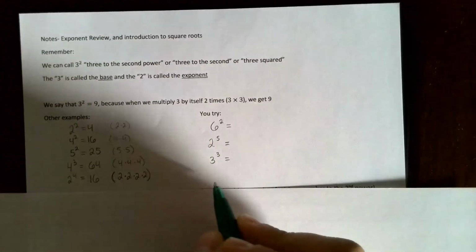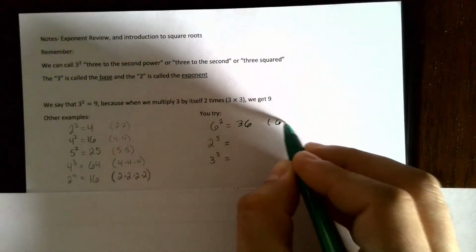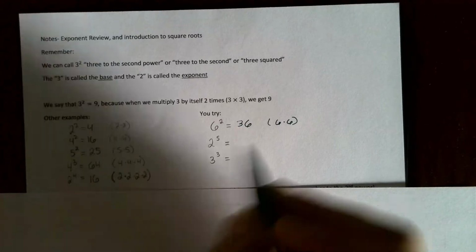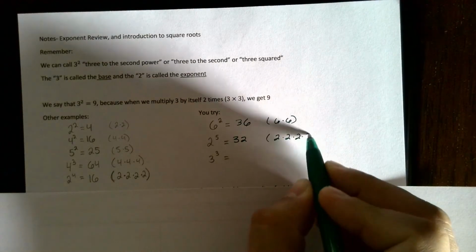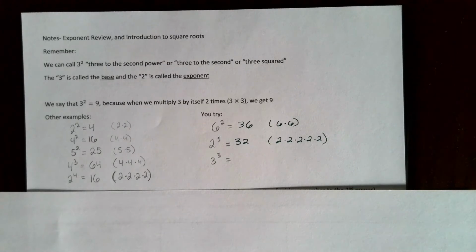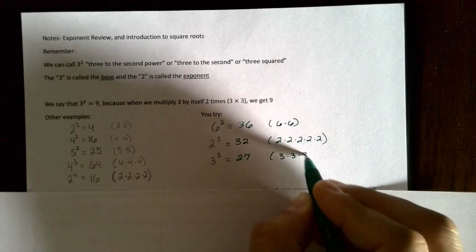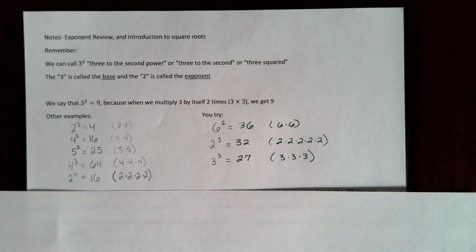Alright, if you're back from unpausing it here, we would say 6 squared is 36. And that's because 6 times 6 equals 36. You don't have to write that part down, but I'm just showing you why. 2 to the fifth would be 32. That's 2 times 2 times 2 times 2 times 2. So we keep multiplying 2 by itself 5 times, you'll get 32. And 3 to the third would be 27. 3 times 3 times 3. 3 times 3 is 9. 9 times 3 is 27. Okay? So that's just a quick review on basics of exponents.